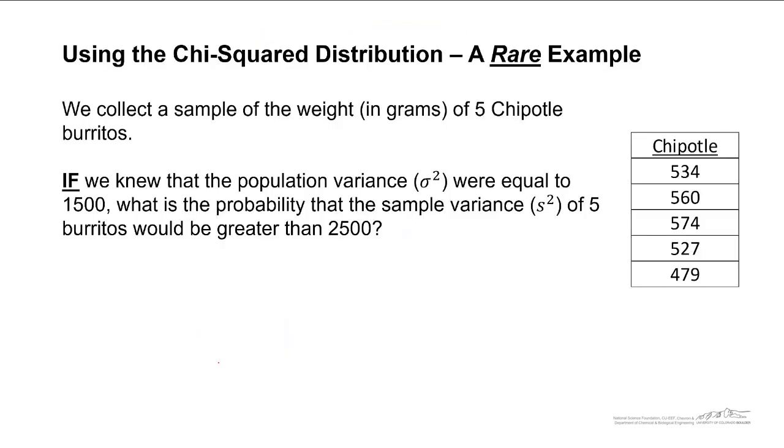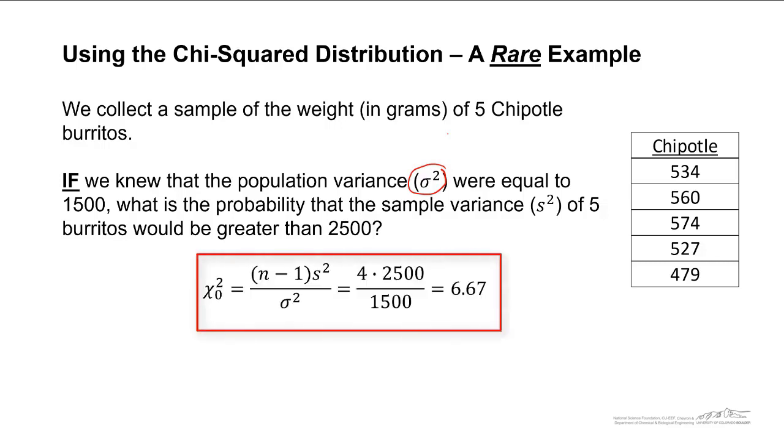Let's go through another example here. This is actually a rare example. The chi-square distribution is typically used to create confidence intervals and for hypothesis testing. We collect a sample of the weight of 5 Chipotle burritos. If we knew the population variance, and we know that that's equal to 1,500, what is the probability that the sample variance of 5 burritos would be greater than 2,500?